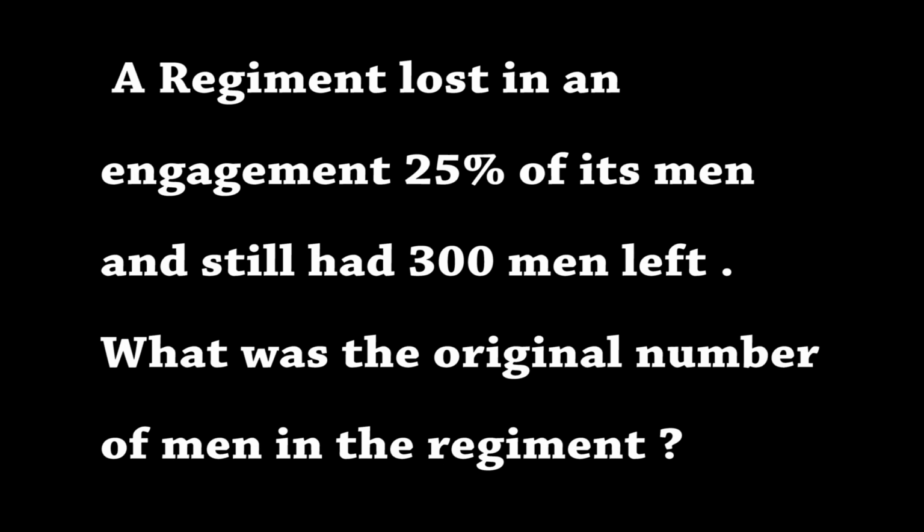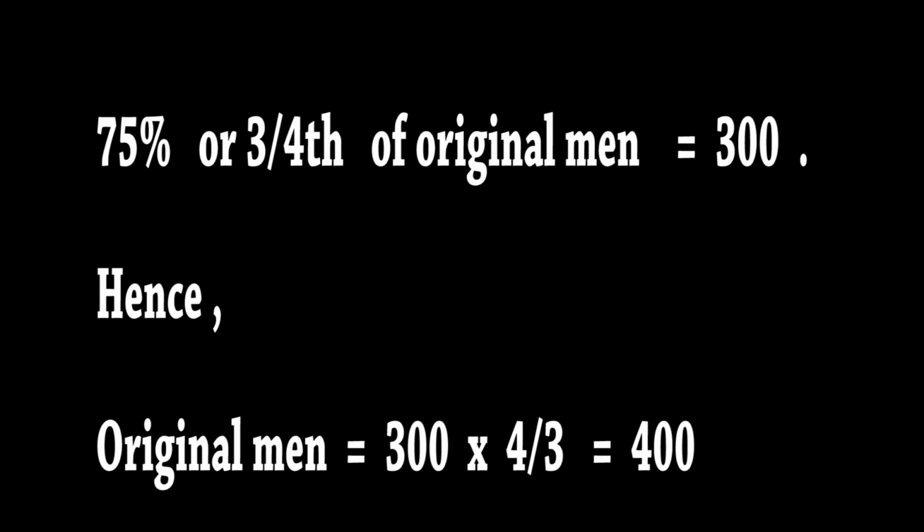Next question. A regiment lost in an engagement 25% of its men and still had 300 men left. What was the original number of men in the regiment? Solution. 75% or 3 upon 4 of original men is equal to 300. Hence, original men equals 300 multiplied by 4 upon 3 equals 400.